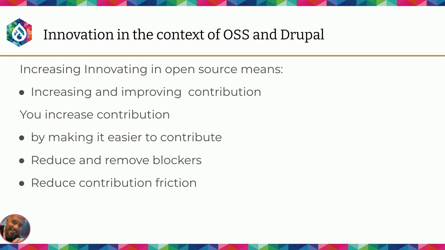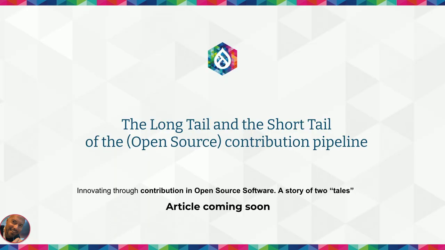So as a conclusion, innovation in open source means that we need to improve the way that we do contribution. How to do that is relatively simple to say, but a very difficult question to answer: we need to make it easier to contribute, we need to remove blockers, and we need to reduce the friction that exists when people try to contribute.